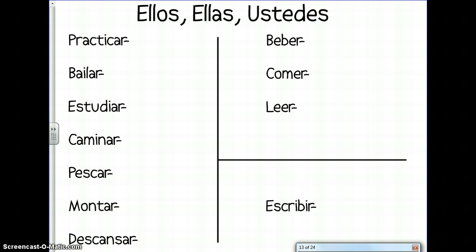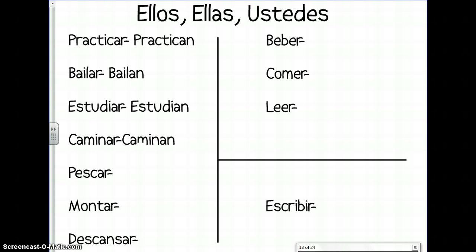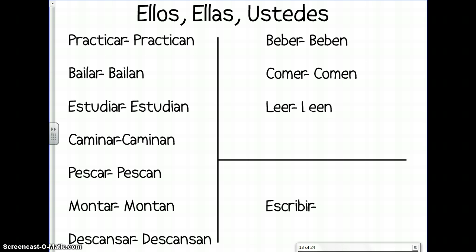Last, we have ellos and ustedes, which all conjugate the same way. Practicar changes to practican, bailan, estudian, caminan, pescan, montan, descansan. ER verbs, beber changes to beben, comen, leen, and escriben. So you're going to need to conjugate 3 verbs on each page.